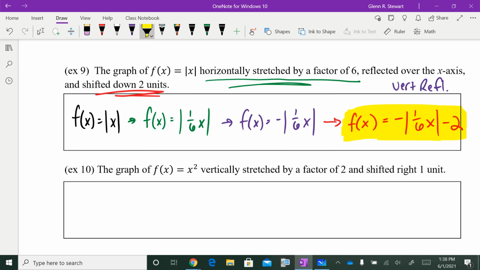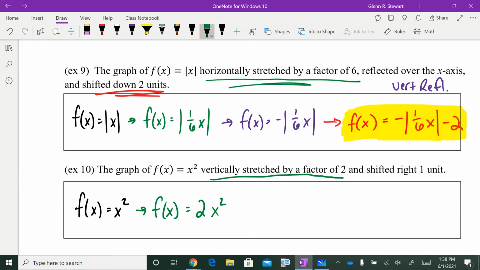All right, our final example here. The graph of f of x is equal to x squared, vertically stretched by a factor of 2 and shifted right 1 unit. Again, we start with our parent function, f of x is equal to x squared. Vertically stretched by a factor of 2. That goes on the outside of the x squared, so it'll be 2x squared.